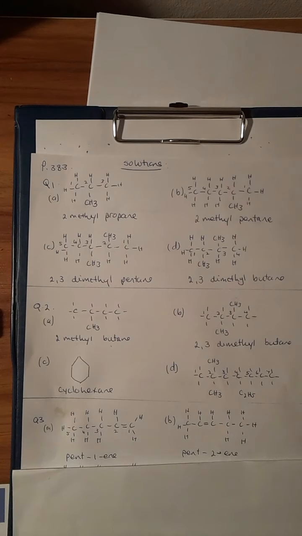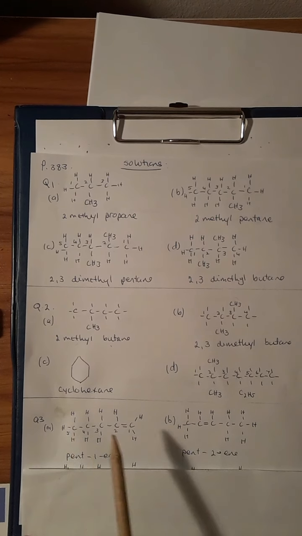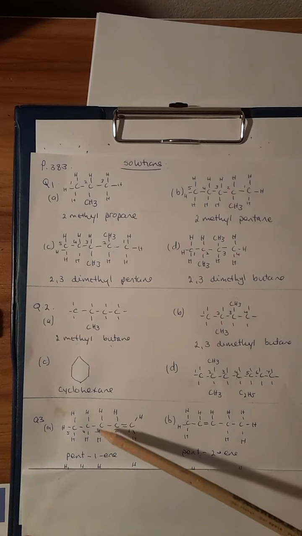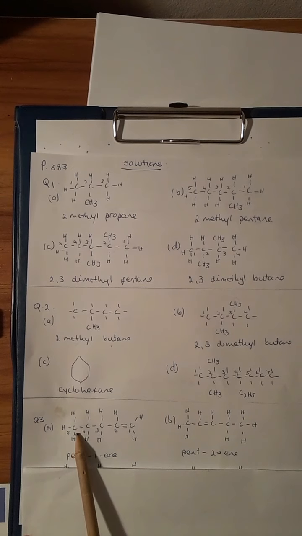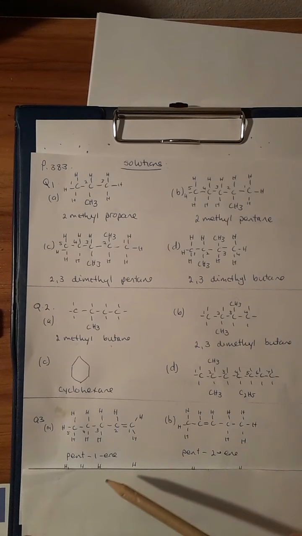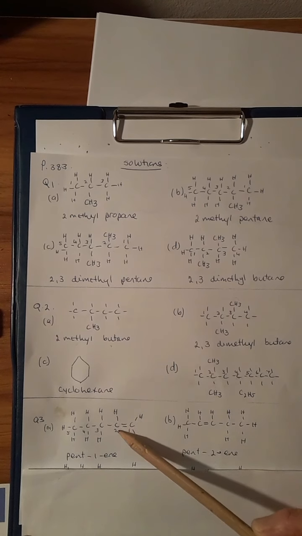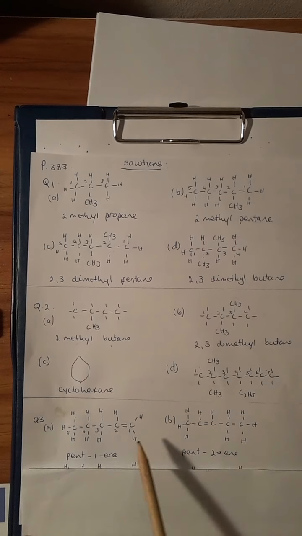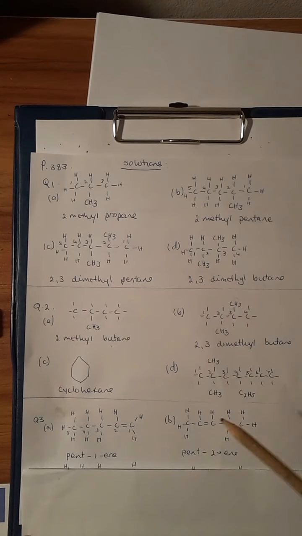Okay, now down to question 3. In this one, you were drawing them. You had to draw pent-1-ene. Pent-1-ene is a 5-carbon chain, with the double bond on carbon number 1, so it was CH3, CH2, CH2, CH, CH2. When you're drawing it out, you can see that it's an alkene molecule because there's a double bond on the first carbon. Numbering from the right, I get carbon number 1, carbon number 2. Make sure that the double bond is on the lowest numbered carbon. Okay, pent-1-ene.